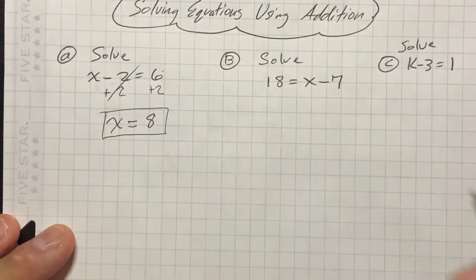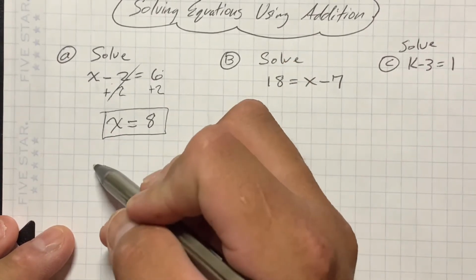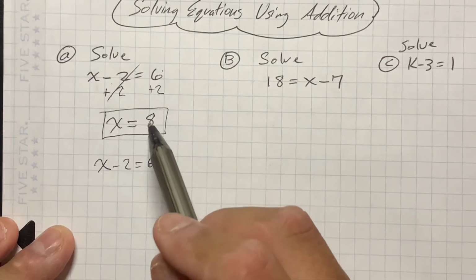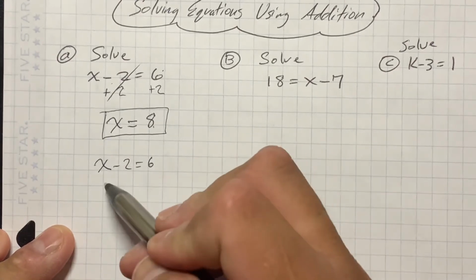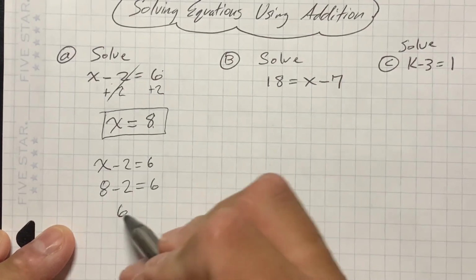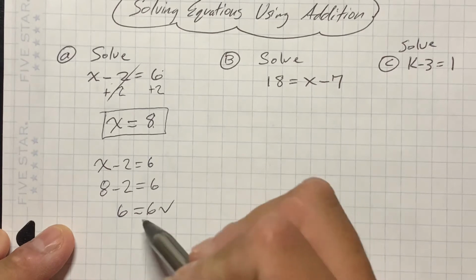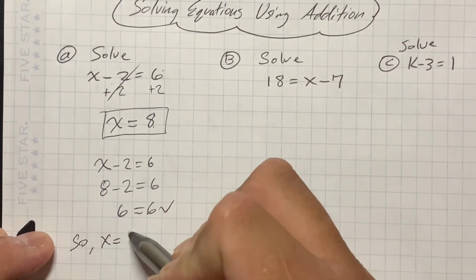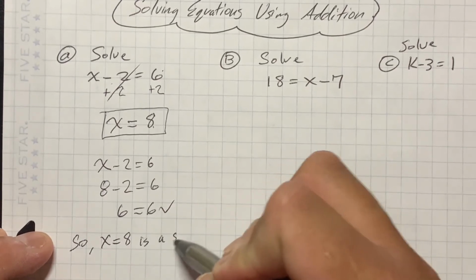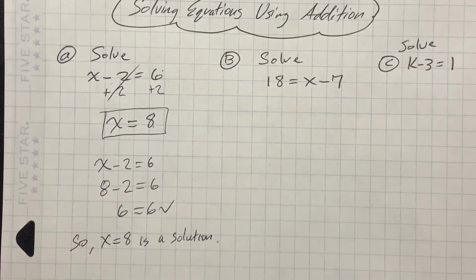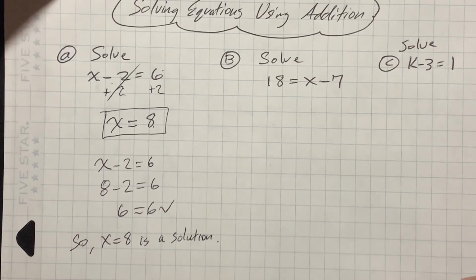Okay. Now we're going to check this by rewriting the original equation, x minus 2 equals 6. And if we substitute 8 for x into the equation, 8 minus 2 equals 6, and 6 is equivalent to 6, so this checks. So x equaling 8 is a solution. All right. So that's basically what we do, and we're going to do the same thing to the next problem.